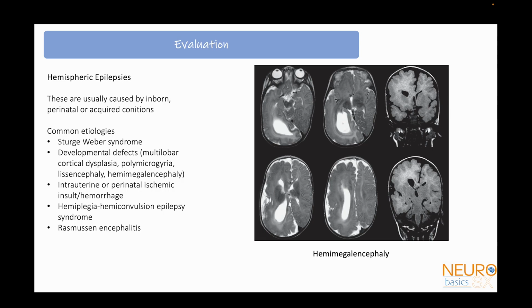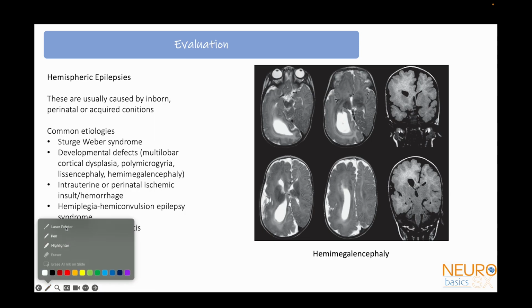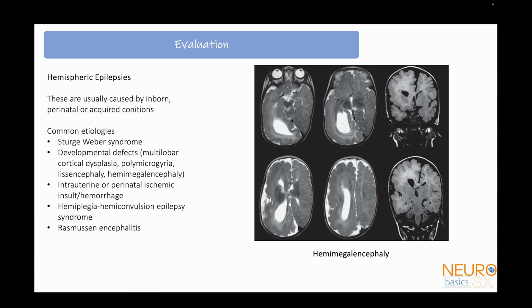The most common etiologies you would come across where a hemispherectomy or hemispherotomy would be done are conditions like Sturge-Weber syndrome or some developmental defects that you might encounter, like multi-lobar dysplasias, or hemimegalencephaly, where the entire hemisphere is just enlarged. There might be some intrauterine or perinatal ischemic insult or hemorrhages, some syndromes like the hemiplegia, hemiconvulsion epilepsy syndrome, and a condition which affects the entire hemisphere, causing it to atrophy and causing hemispheric epilepsy, that is Rasmussen encephalitis.